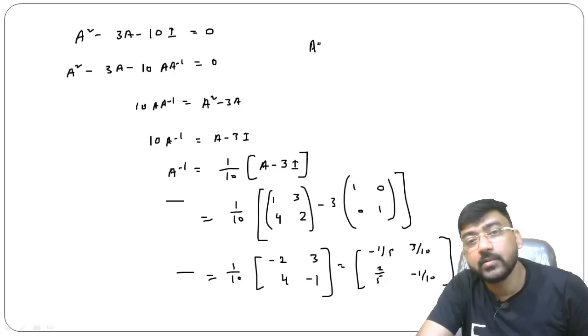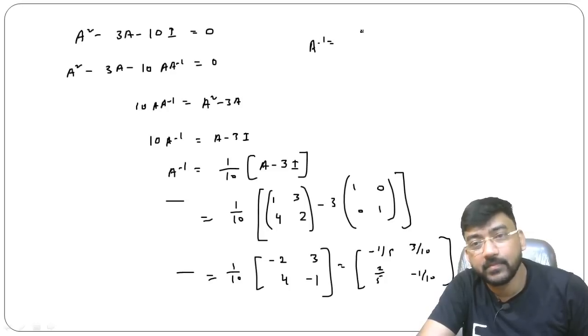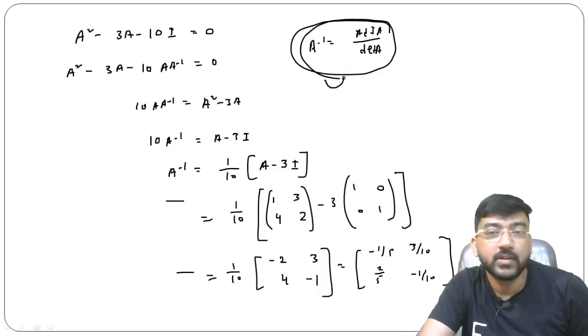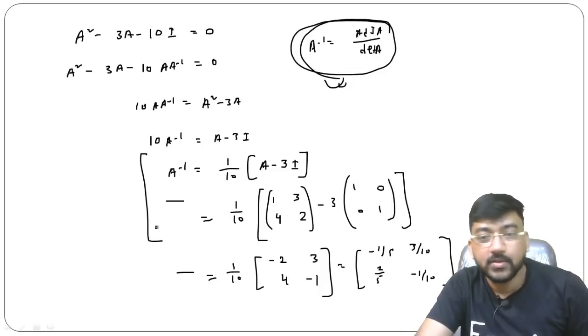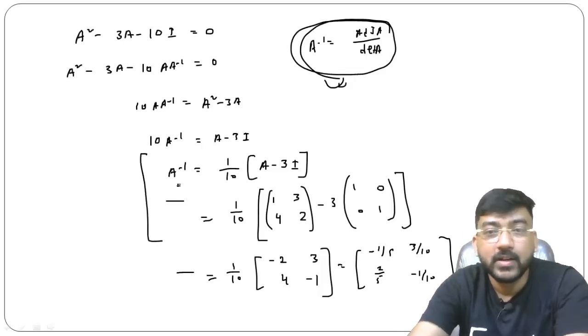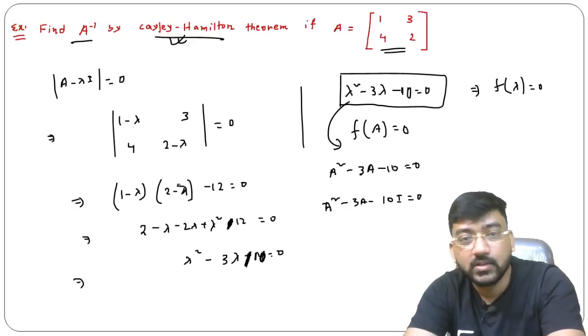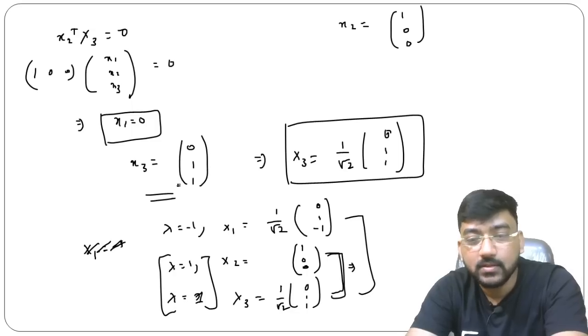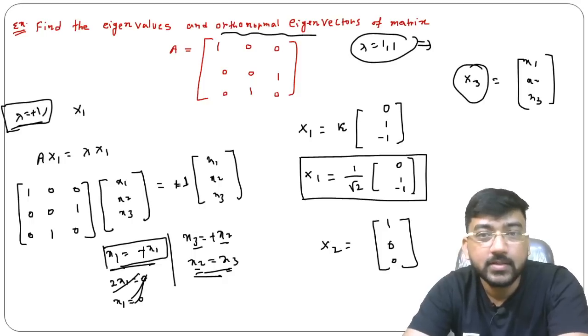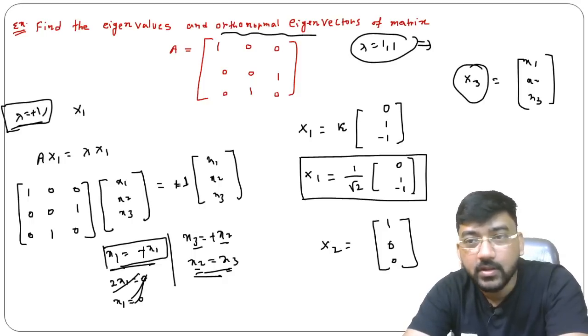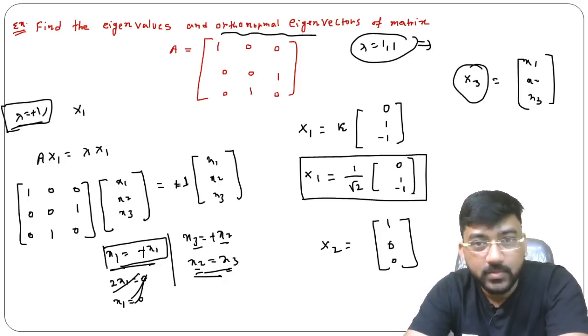Otherwise you can find A inverse by using adjoint A. By using this formula you can find it, but this is the easiest process. The calculation will be a little less. Okay. So these are our many problems for this class. So you have to practice more and more problems so that your calculation will be more simple. Okay. So you can calculate easily.